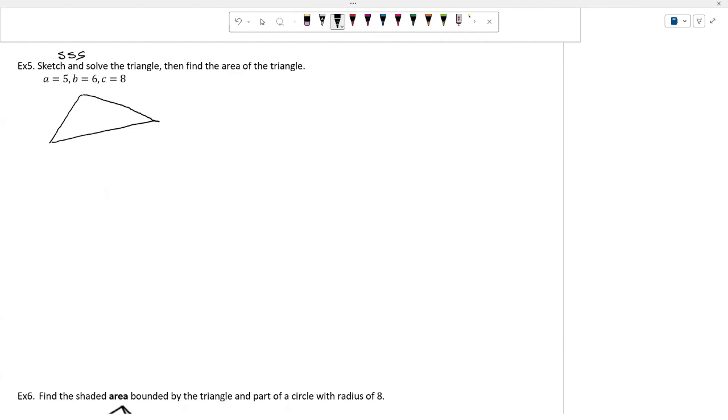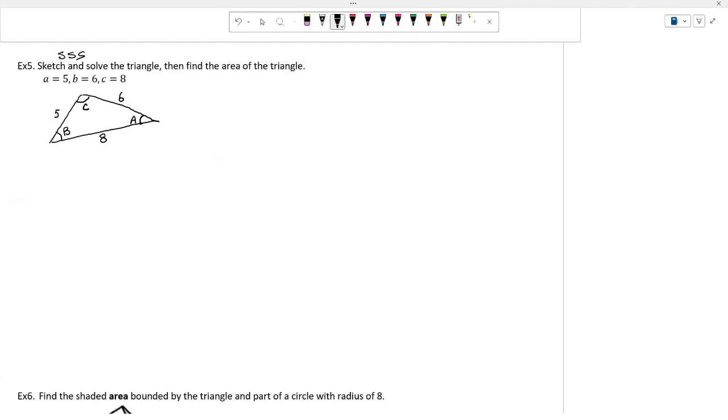So I have a equal to 5, meaning the angle corresponding to this side will be the angle A. Then this is b, 6, right here, and this angle will be the angle B. And if this is 8, meaning this angle right here is the angle C. So in this case, we need to work it out again.